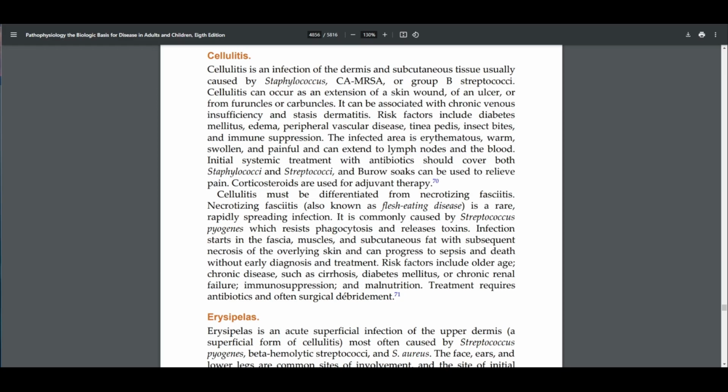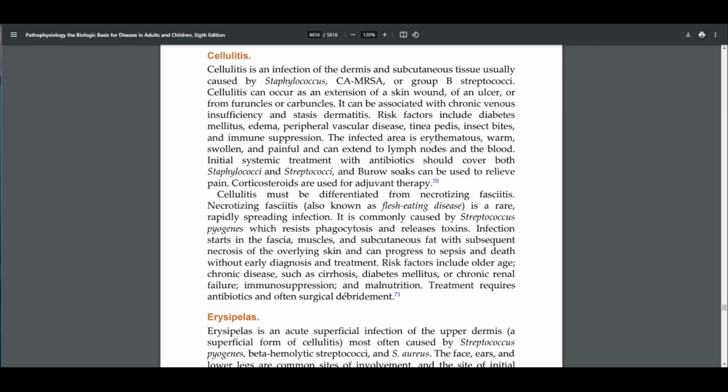Corticosteroids are used for adjuvant therapy. Cellulitis must be differentiated from necrotizing fasciitis. Necrotizing fasciitis, also known as flesh-eating disease, is a rare, rapidly spreading infection. It is commonly caused by Streptococcus pyogenes, which resists phagocytosis and releases toxins.